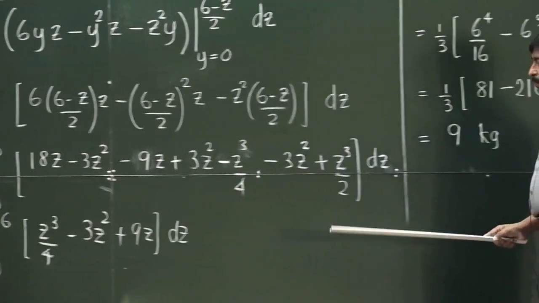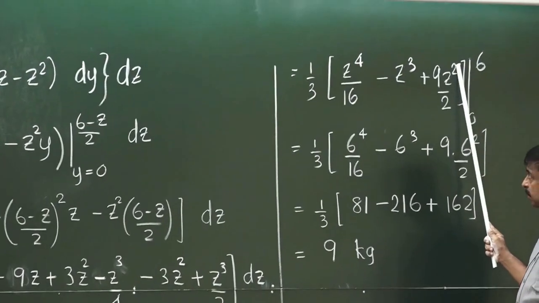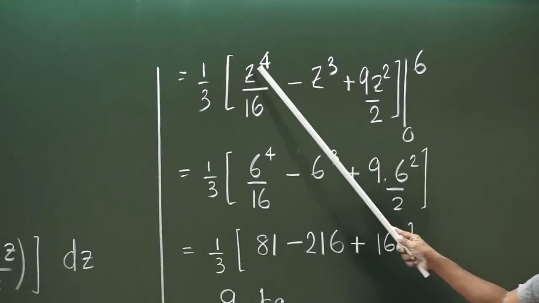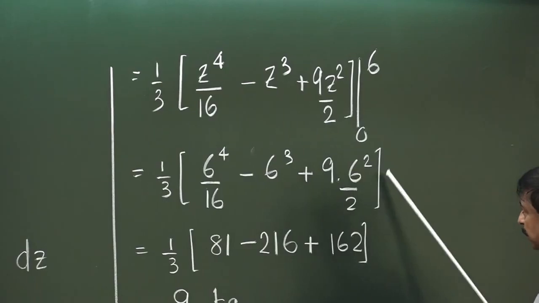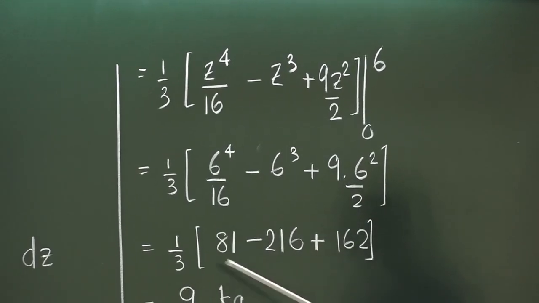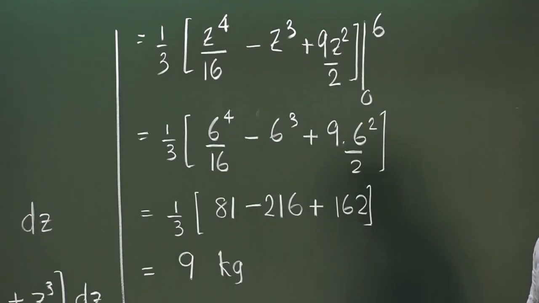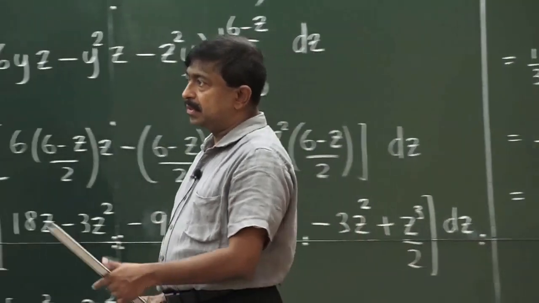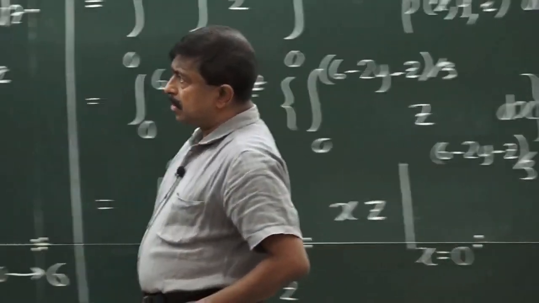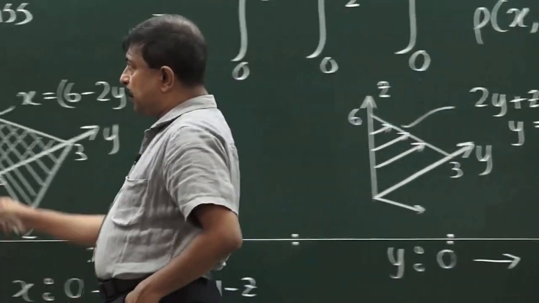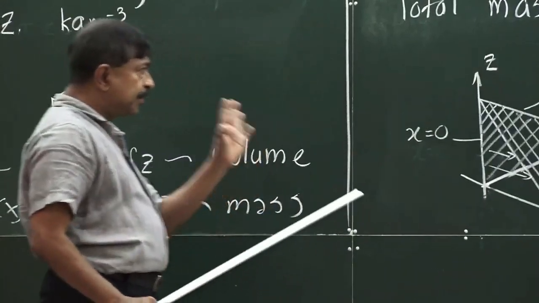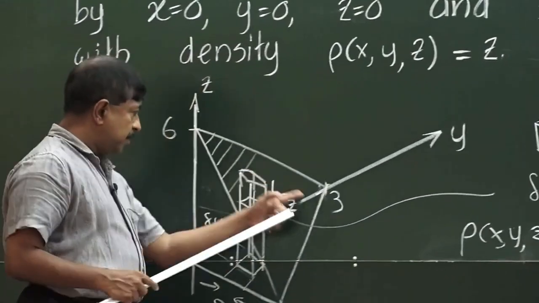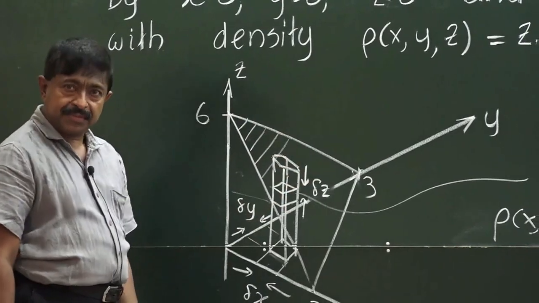Now, integrate it term by term, it is a straightforward exercise. The limits are from 0 to 6. Then plug in the limits, replace z by 6, so you will end up with this. Simplify, and once you simplify this expression, you will get 9. So the mass is 9 kilograms, since the density is given as z kilograms per cubic meter. So, this is how you apply a triple integral to find the total mass with a variable density.